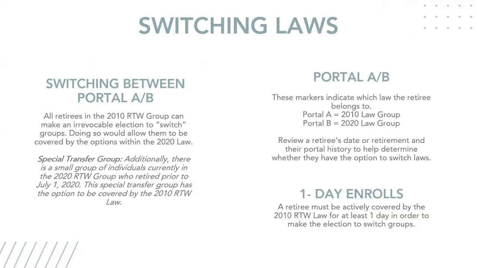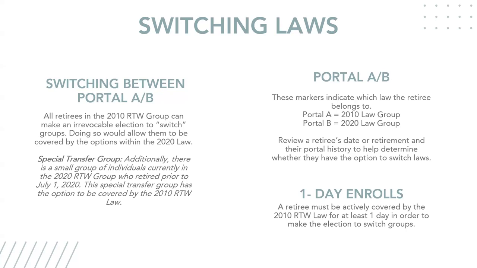Okay, we're going to go into switching laws. With this, I'm going to go into what Portal A and B are first. These are the markers that you see when you open up member summary, you scroll down and you see their employment history. It'll say portal type. It'll have Portal A, and that's going to be for the 2010 law group, and Portal B is going to be for the 2020 law group.